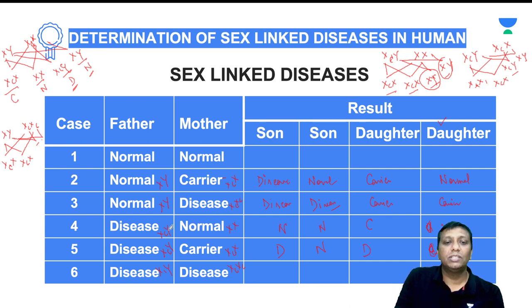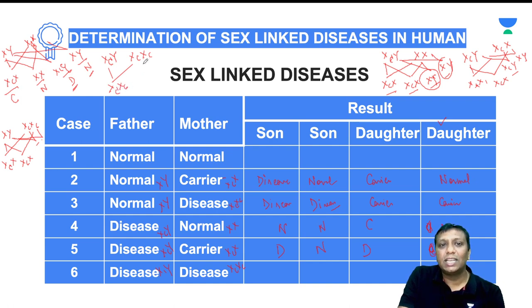You just check the last one. Father disease XCY, mother disease XCXC. See what about the combination? XCXC, XCXC. XCXC means what? Disease daughter.